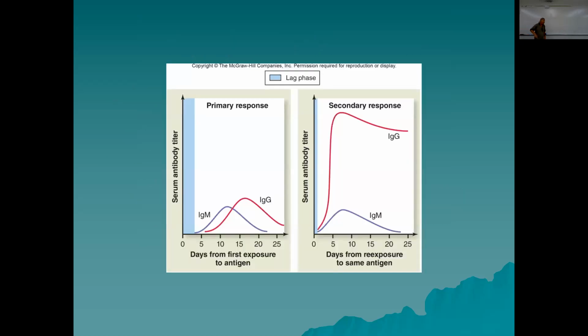So there's the primary response and secondary response. See the level of IgM and IgG by days from that first exposure. It takes like 2 weeks almost to get a nice titer of antibodies and wipe this thing out. So then, if you come into contact with it again, look at the secondary response. Huge numbers of antibodies made within a day or less. And you completely wipe it out, and you don't even realize, you're not sick at all.